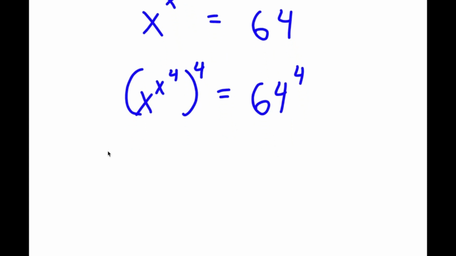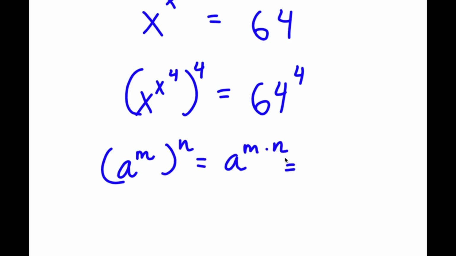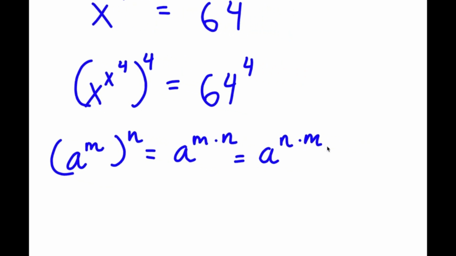Now, if I have something in the form a to the power of m to the power of n, this is the same thing as a to the power of m times n. And m and n, I can actually change the place of these two. So this is the same thing as a to the power of n times m. Now, if a to the power of m times n is equal to a to the power of m to the power of n, this means that a to the power of n times m is going to equal a to the power of n to the power of m.